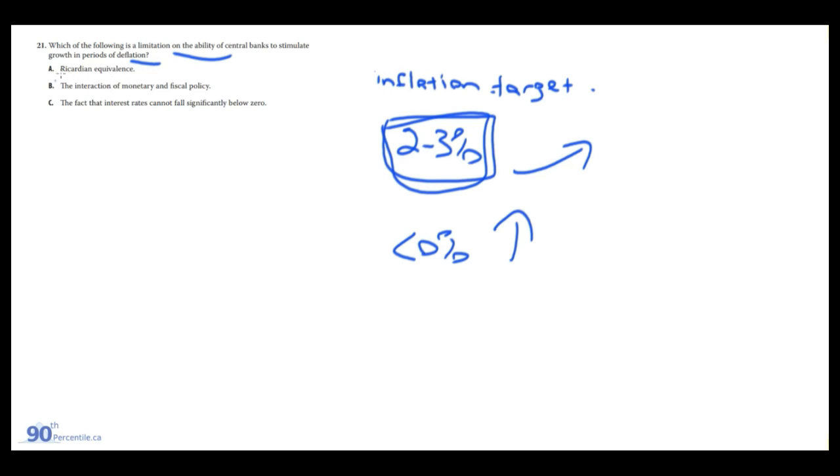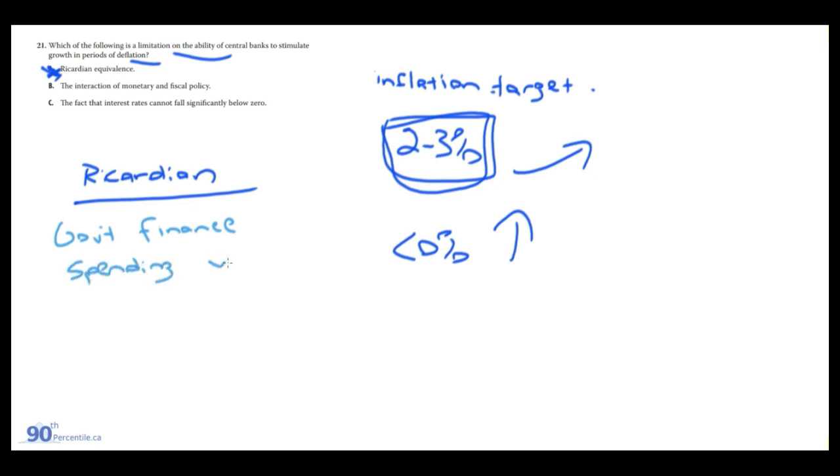No. This is actually related to fiscal policy, and what this says is, Ricardian equivalence basically says that it doesn't matter if governments finance their spending with either increasing taxes or increasing debt. It's basically just one of those economic theories. Up to you whether or not you think this actually holds in practice.